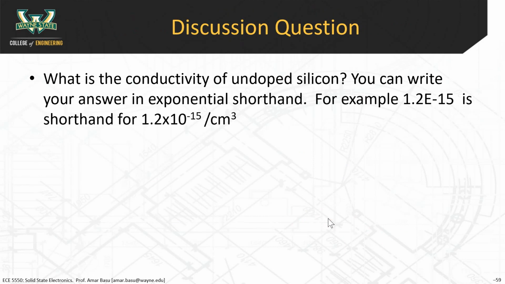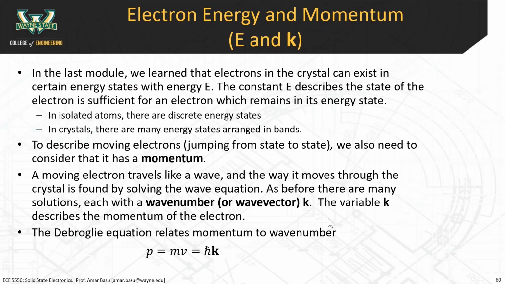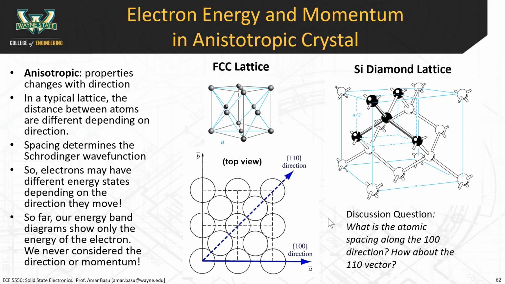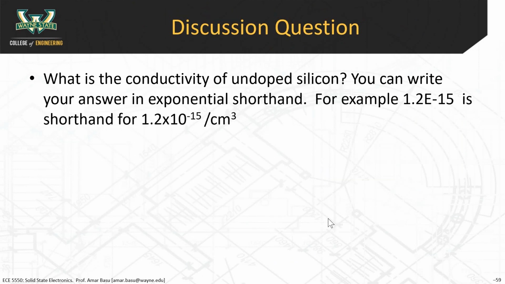All right, so I think this is a good stopping point. The discussion question here is, what is the conductivity of undoped silicon? We did that calculation, so we don't need to do it again here. Okay, good. We finished what we need to finish for today. Next class, we're going to talk about electron energy and momentum, and that will be the end of Module 3. The discussion on electron energy and momentum should take about half the class on Monday, and then we'll get into probably Module 4 on Monday as well.